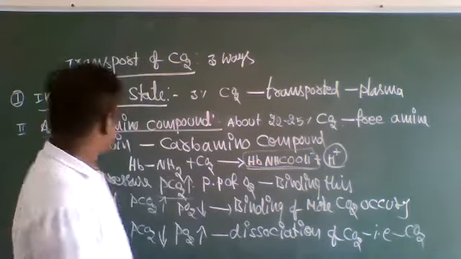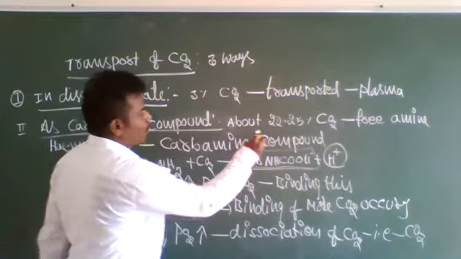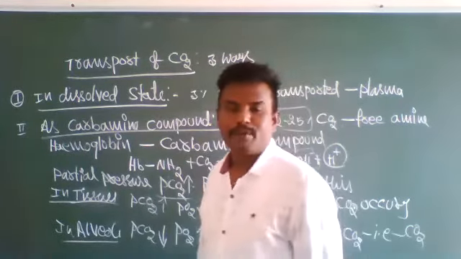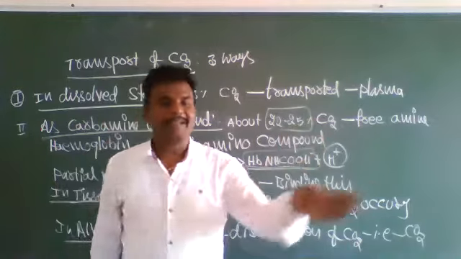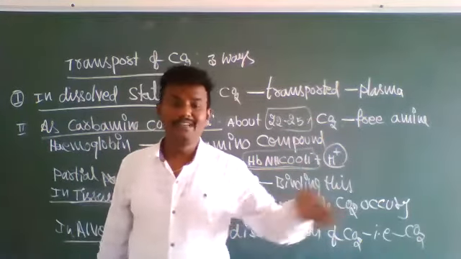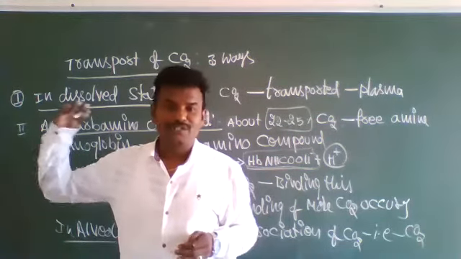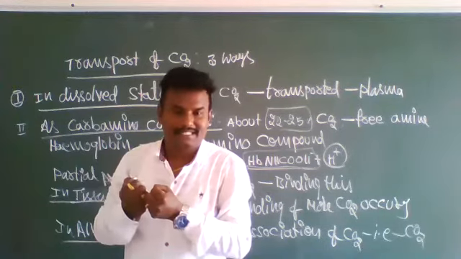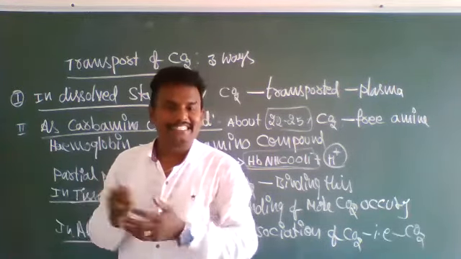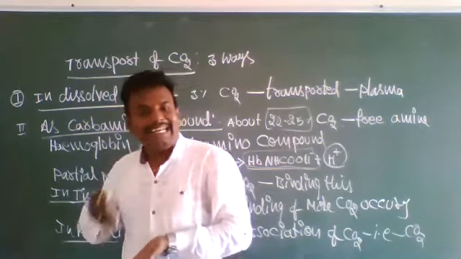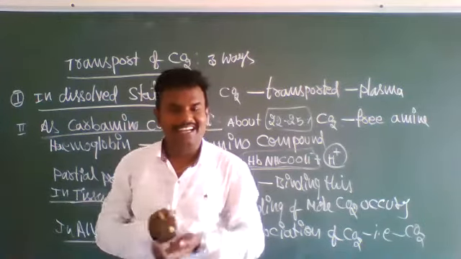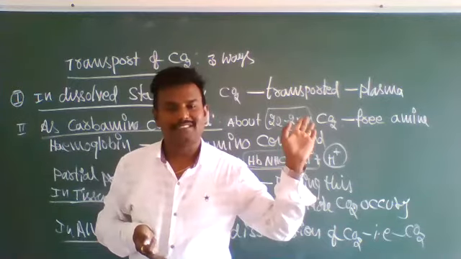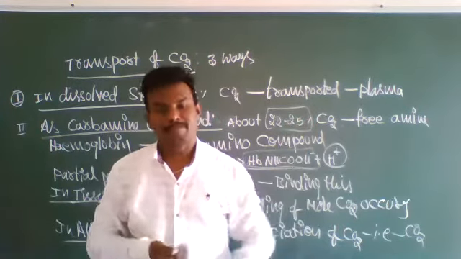Okay, so that is the carbamino compound. How much? Approximately in between that. First, oxygenated blood reaches the tissues from the heart. In the tissues, oxygen is utilized and carbon dioxide is released. At that moment, hemoglobin leaves the oxygen and takes the carbon dioxide and travels back to the alveolus. From there, it is expelled out.